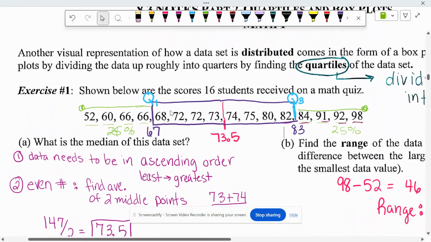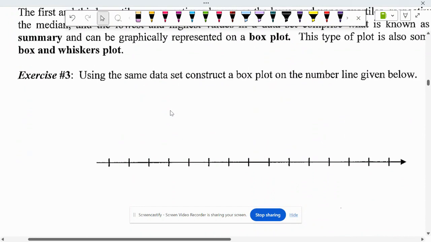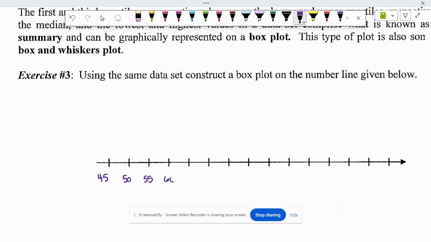So when I use this data set above, my lowest is 52 and my highest is 98. So I really need to go from like 50 to 100 on my number line. So I think that if I start actually at 45 and count by 5s, 50, 55, 60, 65, 70, 75, 80, 85, 90, 95, 100.